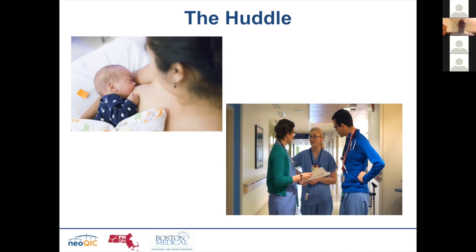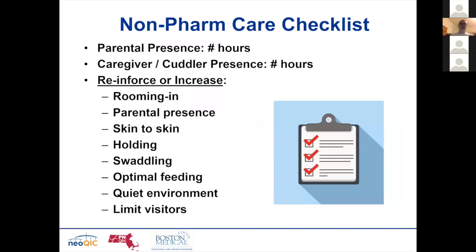And this is the checklist that we've actually built into Epic, where we really document the presence of a caregiver. And if we've optimized all of these factors, if we really think this is first line treatment, let's document it and see what we can actually do.